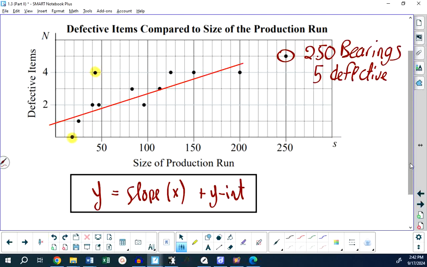Okay. So I'm looking at this, and I'm going to start with the y-intercept, which is the y-coordinate of where the graph crosses the y-axis. And, you know what part of me wants to do? Is this.